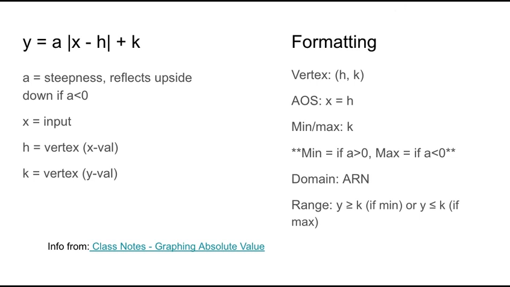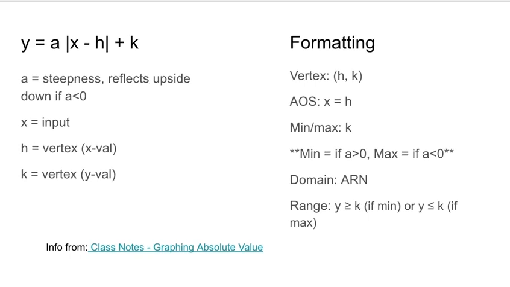And then the formatting, we would write the vertex like h comma k, because h is the x value and k is the y value. And then the axis of symmetry is just going to be x equals h, which is again the x value. And then the function will have a minimum if a is greater than 0, and it'll have a maximum if a is less than 0. So the min or max will be k, or the y value. The domain will always be all real numbers. And then the range, depending on if it's minimum or maximum, will be different. For a minimum function, it will be y is greater than or equal to k. And if the function has a maximum, then y is less than or equal to k.